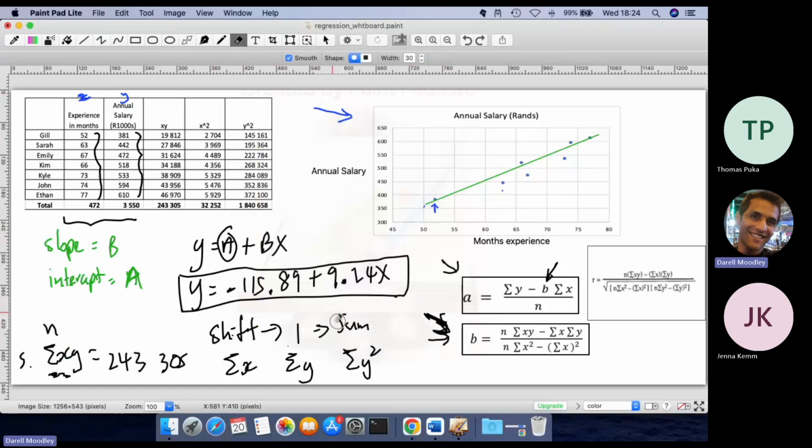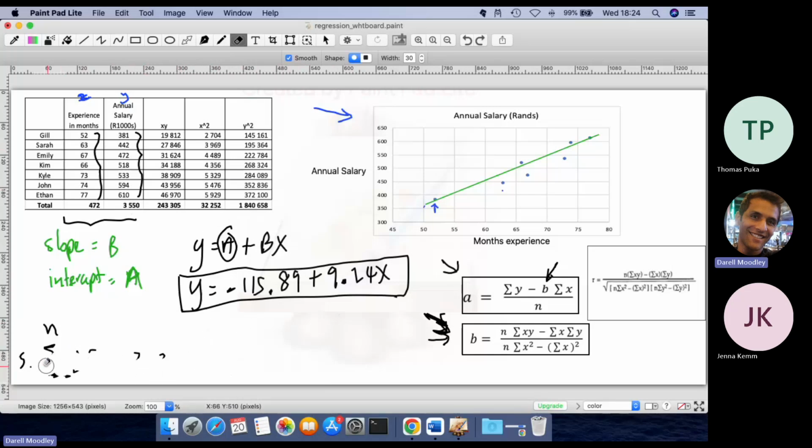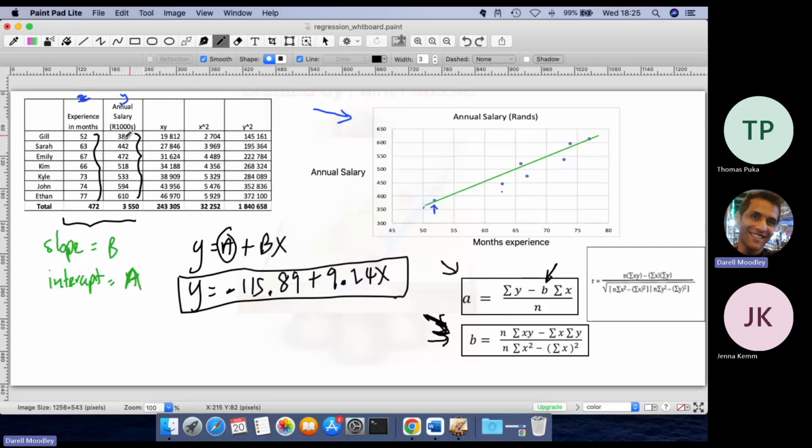Once you've found all those sums, all you need to do is write out the equation with those values. So clear this out. Remember N, you can also find N as well. N is just the number of rows of data you have. If you count how many data points you have, 1, 2, 3, 4, 5, 6, 7 data points. So that's your N.